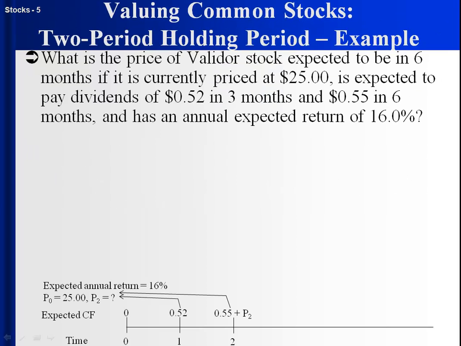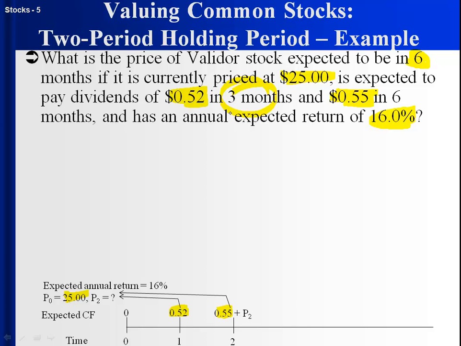So we want to know, what do we expect Validor to be priced in 6 months? Currently it's priced at $25. In 3 months we expect a dividend of 52 cents, and in 6 months we expect 55 cents. And it has an expected annual return of 16%.